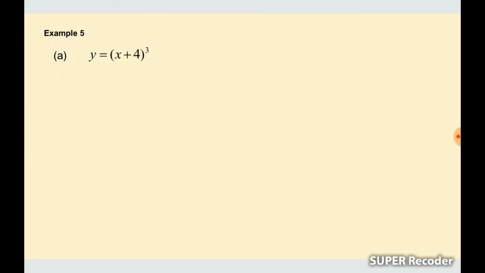Example 5. Now we are going to solve example 5 by using the chain rule. So how to use the chain rule? You need to let x plus 4 here be u. So u equals x plus 4. If you let u equal x plus 4, what is y in terms of u? y equals u to the power of 3, u cubed.